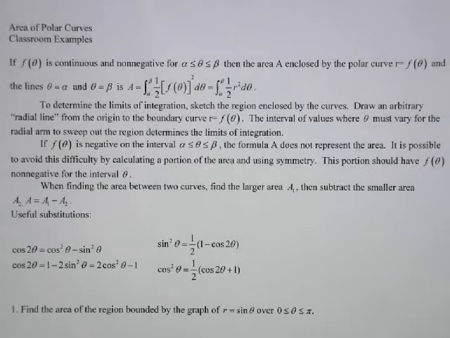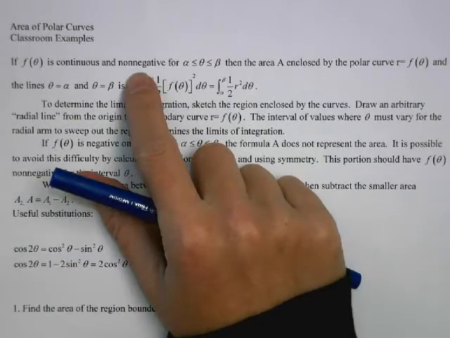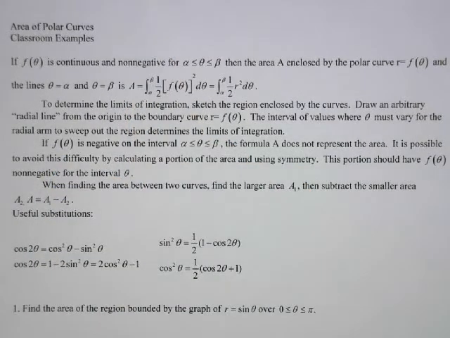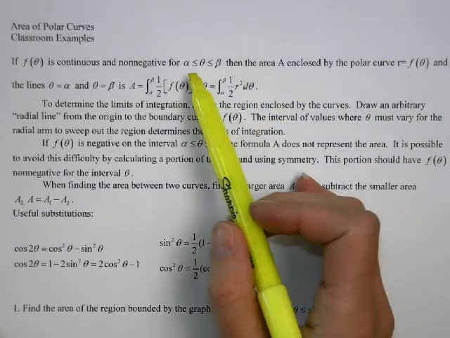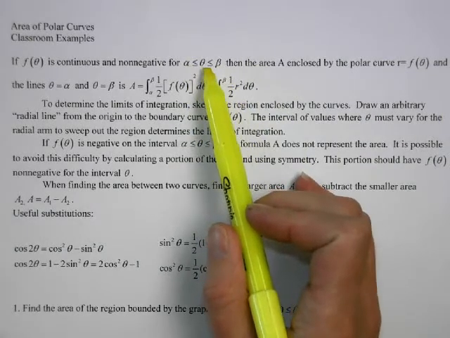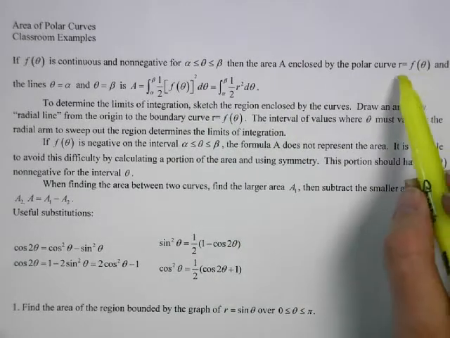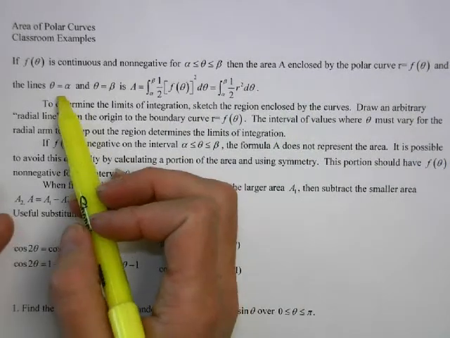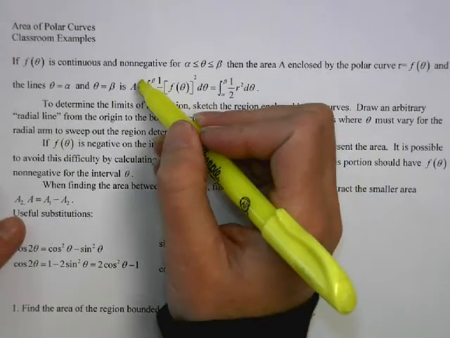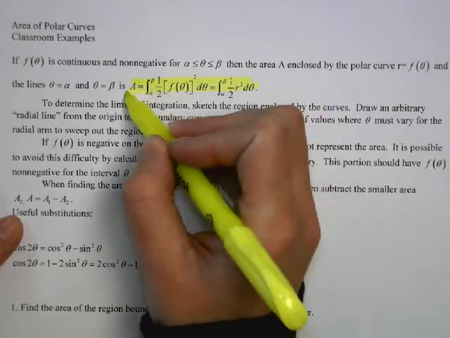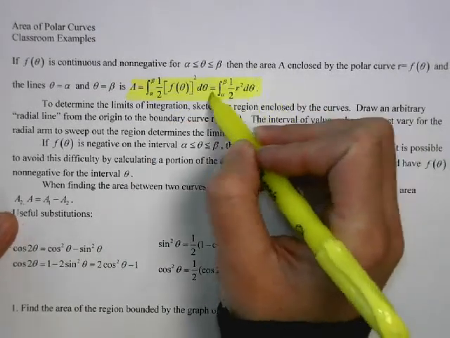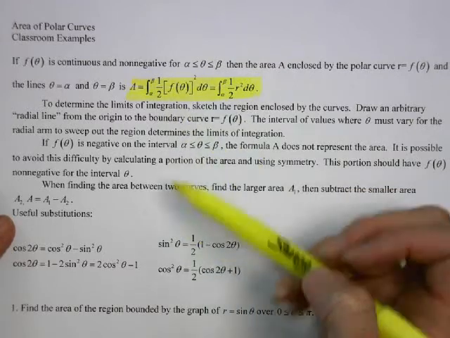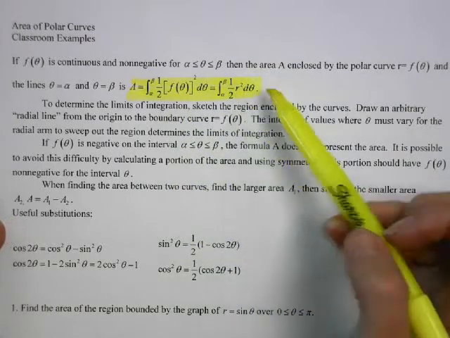Today's lesson is on the area of polar curves. So this is going to be different than just regular rectangular area. If f of theta is continuous and non-negative, and this is a big deal, then the area enclosed, we'll go from A to B, we're going with the angles, and I'll draw a picture here in a minute, of r equals f of theta, and the lines theta equals alpha and theta equals beta is these formulas here.